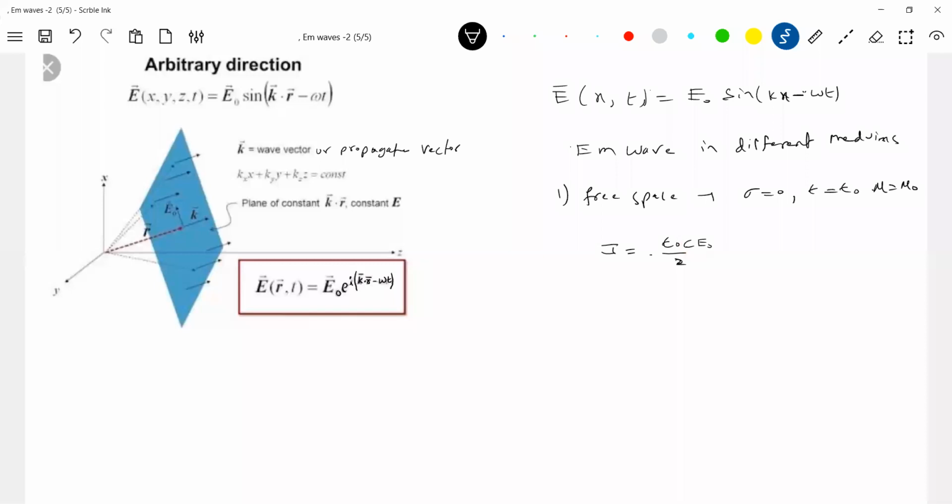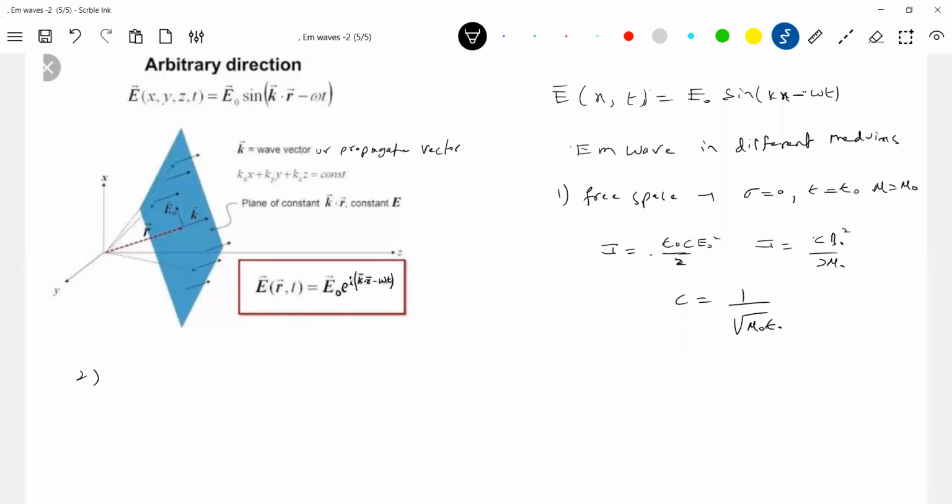Or you can express it also in terms of magnetic field. This should be equal to C B naught square by 2 mu naught. This is in free space. Then what is the expression for speed? Speed will be 1 by root of mu naught epsilon naught. In free space, what is the speed of the wave? Equal to the speed of light.